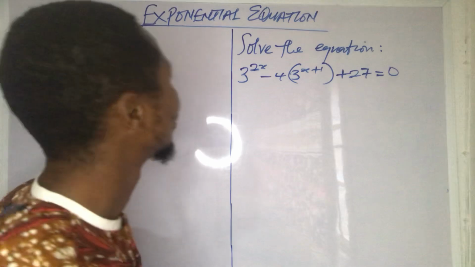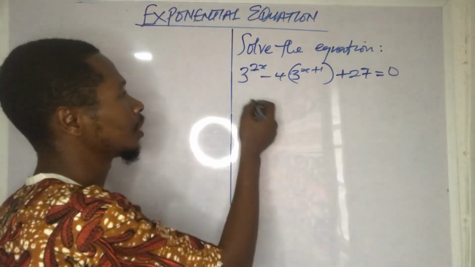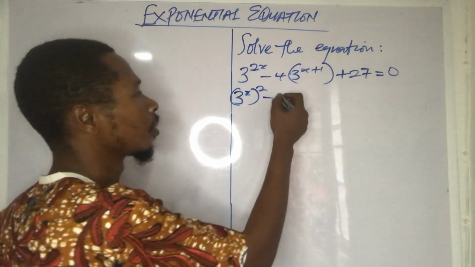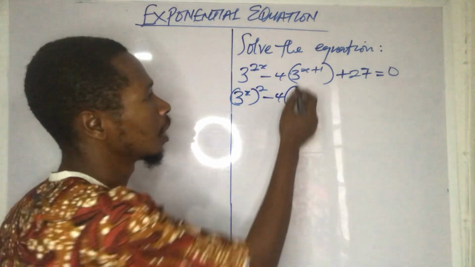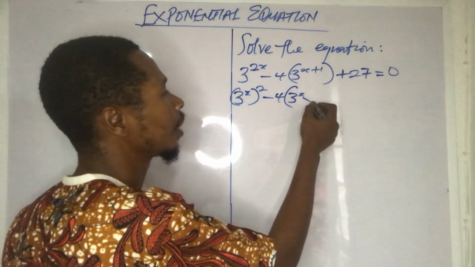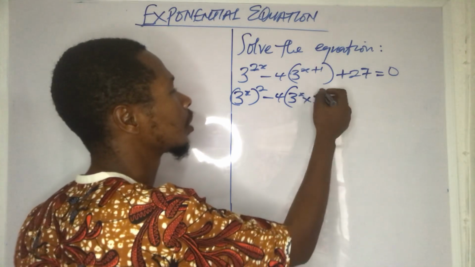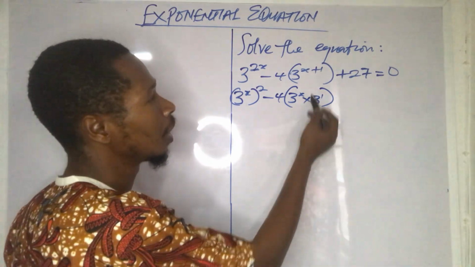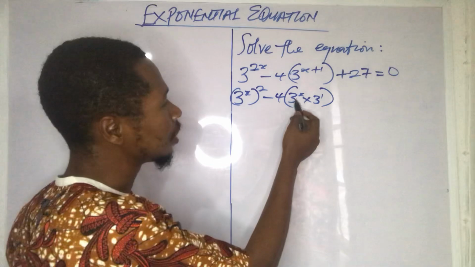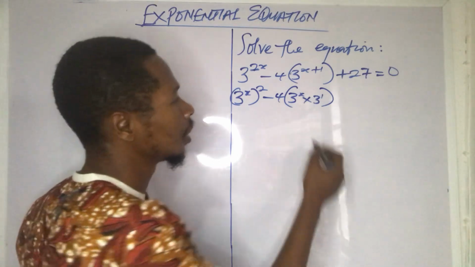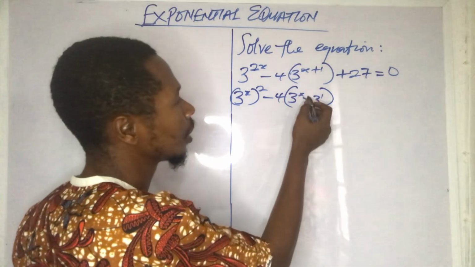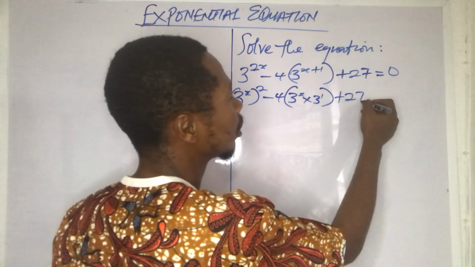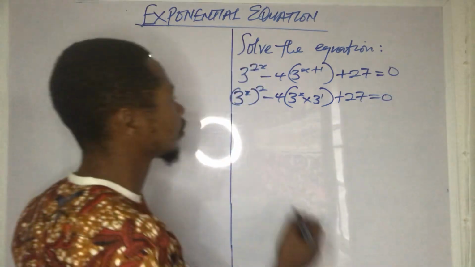Watch me. Now this 3 raised to power 2x can be written as 3 raised to power x, everything raised to power 2, minus 4 into bracket. This one can be written as 3 raised to power x multiplied by 3 raised to power 1. Because in indices, if I want to solve this, I will take one of the base and I will add the powers. That means 3 raised to power x times 3 raised to power 1 is the same thing as taking one of the base, then adding x plus 1, then plus 27 is equal to 0.